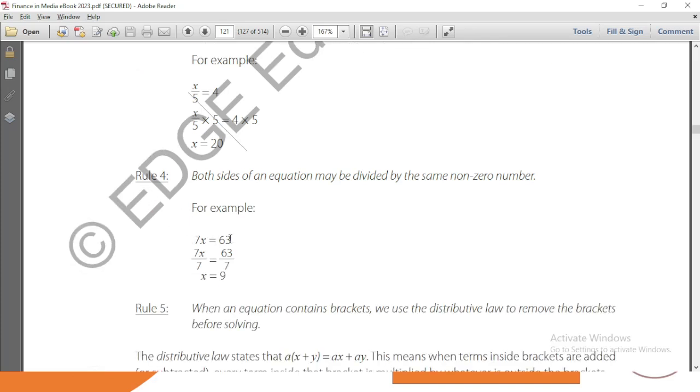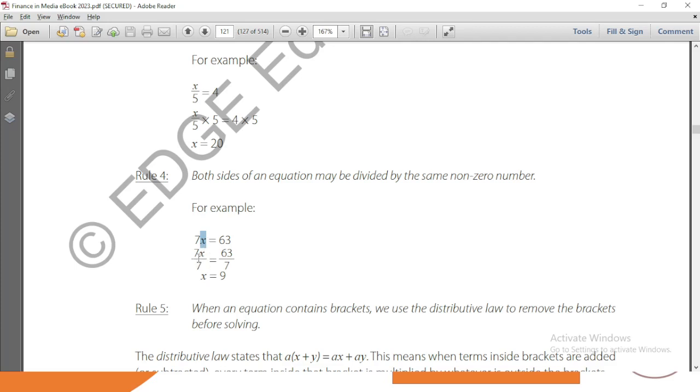Rule number 4 is where we get to cancel multiplication. To cancel multiplication, we use division. For example, in our equation it says that 7x equals 63. So we've got a variable that is being multiplied by a coefficient. To cancel this coefficient that is multiplying the variable, so that we are left with the variable, we divide everything by the coefficient so that we can cancel the multiplication of the variable and coefficient.